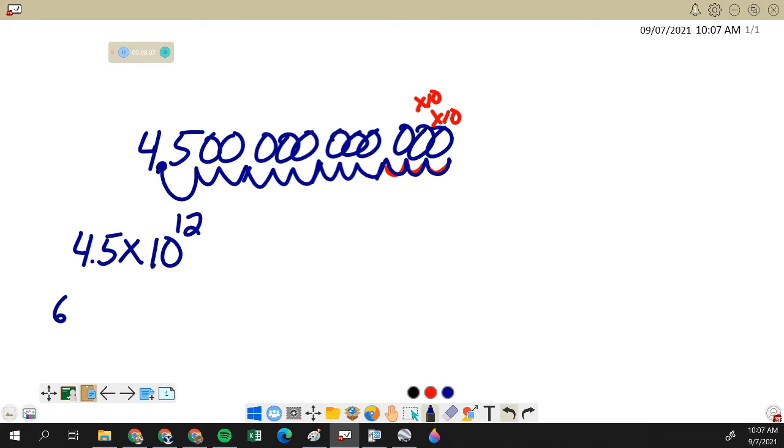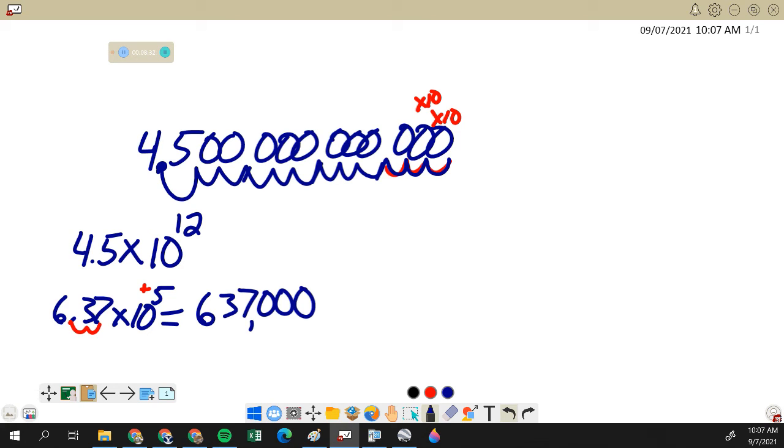So what would 6.37 times 10 to the 5th be in non-scientific form? Well, I just need to move the decimal. This is a positive number. I need to move it to the right 5 places. So 1, 2, I'm out of numbers, so I just put zeros. 3, 4, 5. So 637,000.